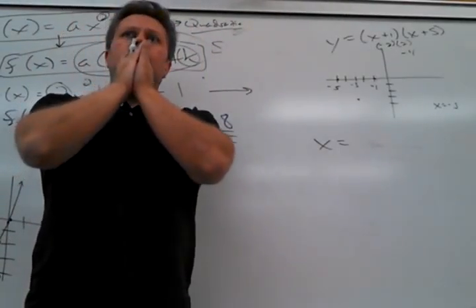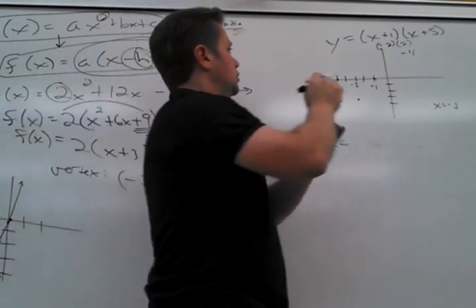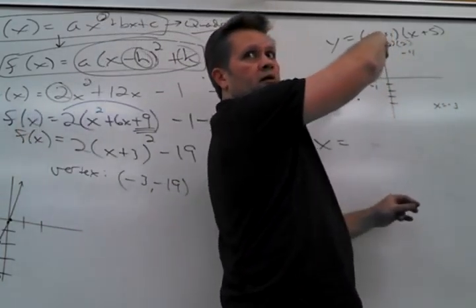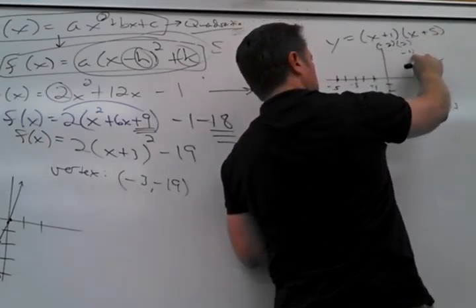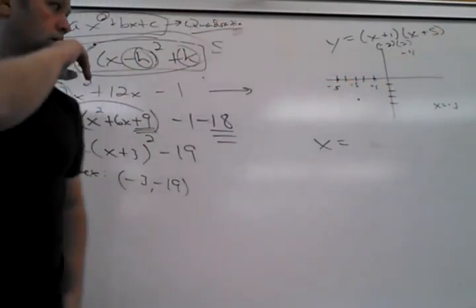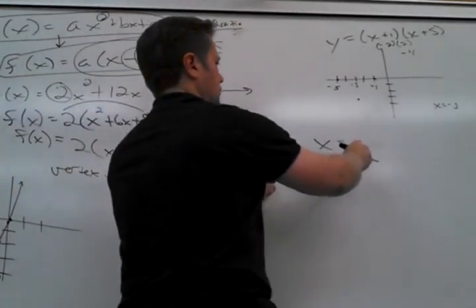Can you show me how you get the negative 4 again, please? Just plug negative 3 in. Negative 3 plus 1 is negative 2. Negative 2 plus 5 is 2. Negative 2 times 2 is negative 4. Just plug a negative 3 in. Or any number?